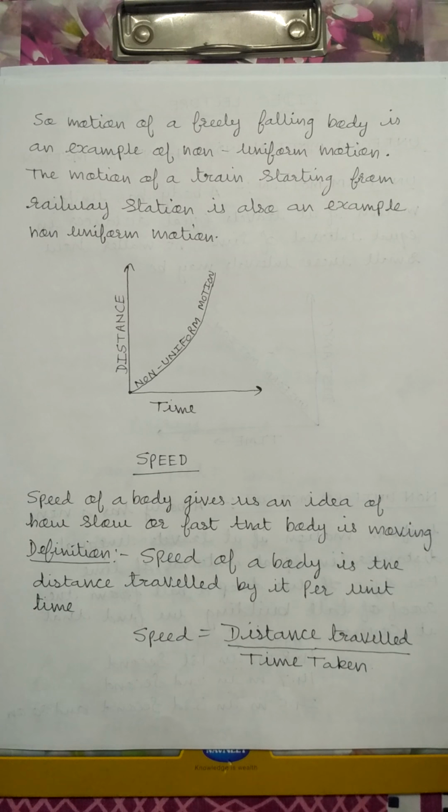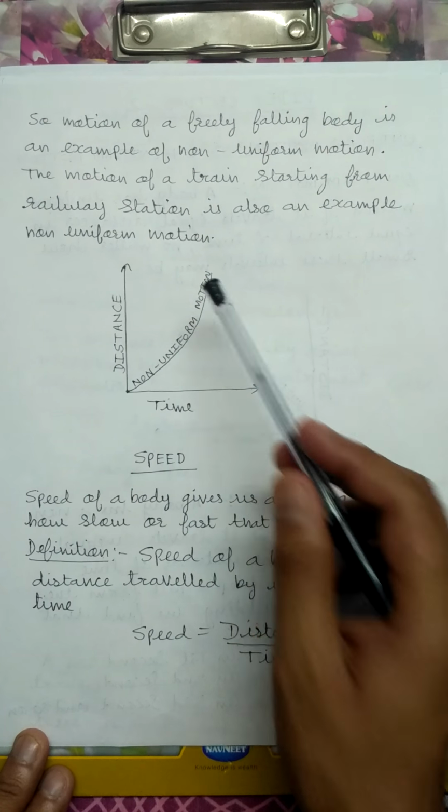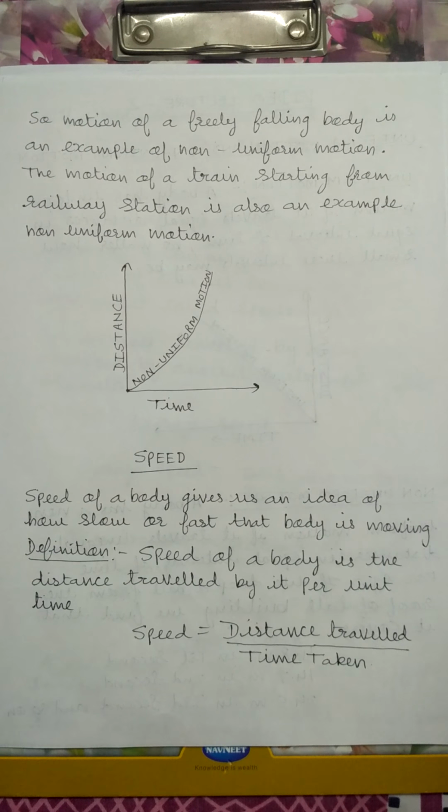The motion of a train starting from a railway station is also an example of non-uniform motion. Why? Because when the train starts, in the first second the distance covered by the train is small. Now as the train speeds up, in the second second the distance traveled by the train increases and so on. So as time progresses, the distance traveled by the train every second changes. So the train is covering unequal distances in equal intervals of time. So its motion is also non-uniform motion. Now the distance time graph for non-uniform motion is a curved line. Here you can see.